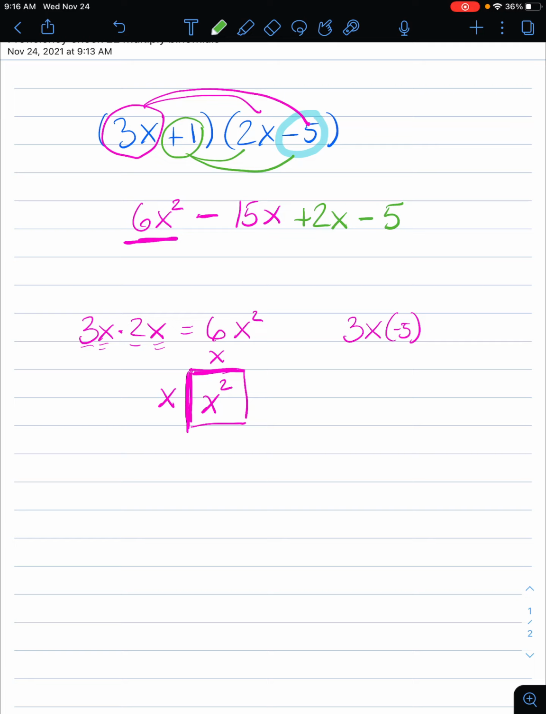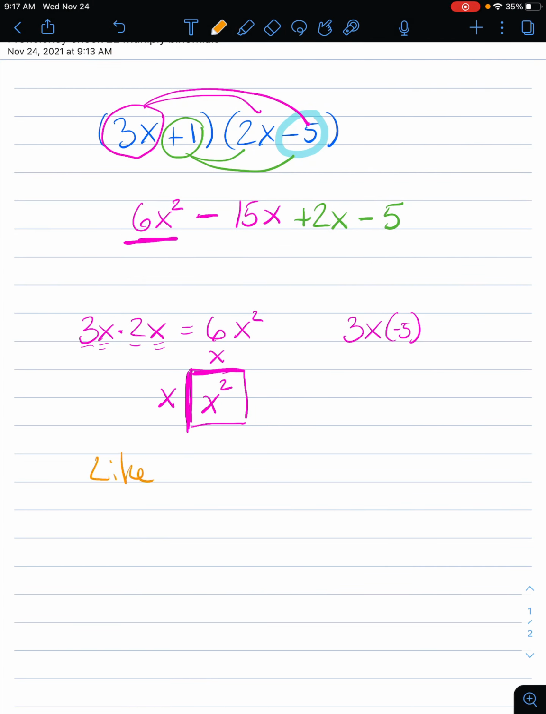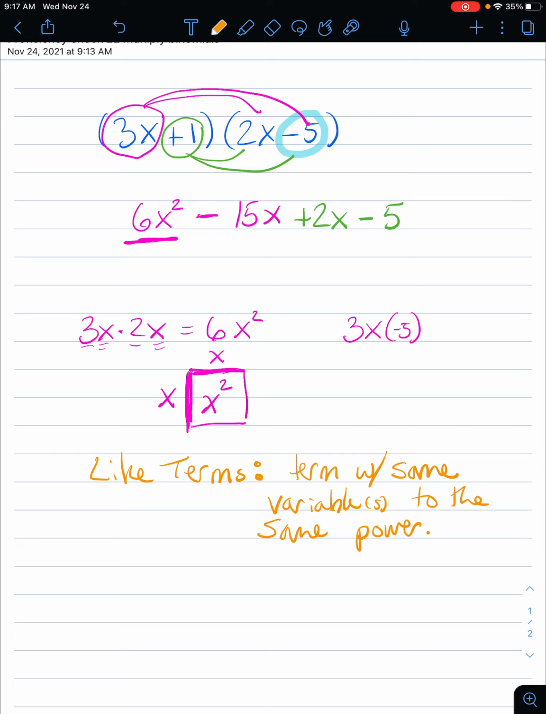So when you're multiplying these binomials, you should end up with 4 terms. Now what we're going to do is look at this and see, are there any like terms? Like terms, just as a reminder, means we have a term with the same variables to the same power, same exponent. So right now I see that this is x to the first and so is this. Those two terms can be combined.